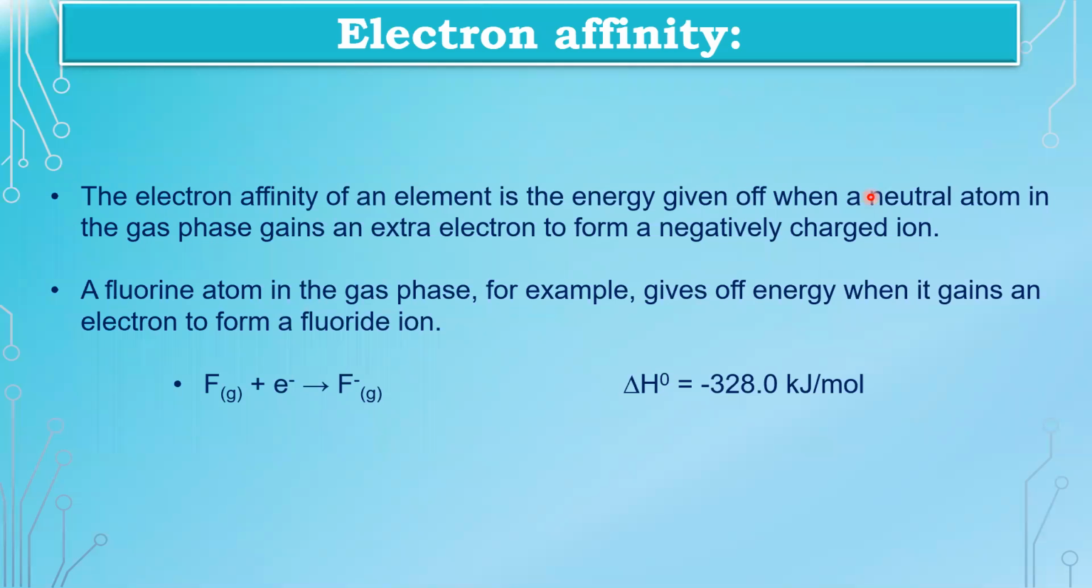Now, what is electron affinity? The electron affinity of an element is the energy given off when a neutral atom in the gas phase gains an extra electron to form a negatively charged ion. In ionization energy, the atom loses an electron, whereas in electron affinity, it gains an electron and acquires a negative charge. For example, when a fluorine atom in the gas phase gains an electron to form a fluoride ion, its change in enthalpy is minus 328 kilojoules per mole.